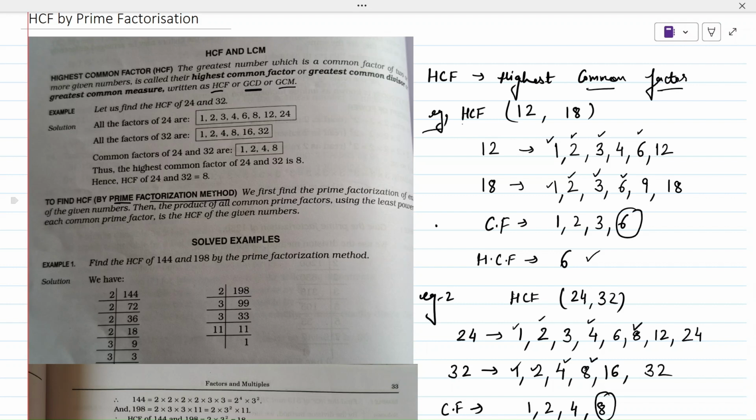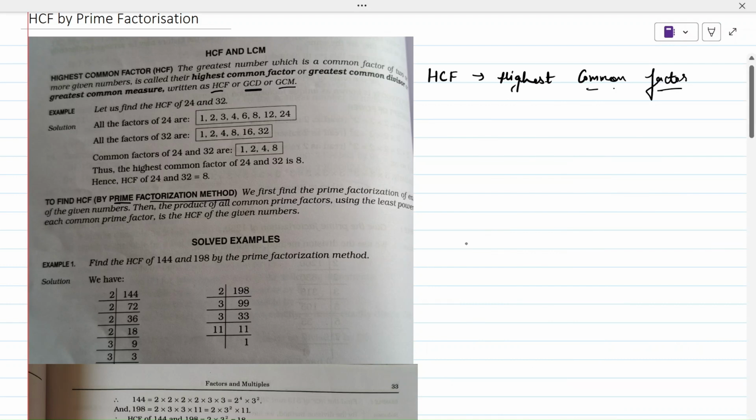So what is written here is, to find the HCF using prime factorization, we first find the prime factorization of the given numbers. So what they have done here is, two numbers are given to us separately, and we have to do their prime factorization first. Using prime factorization, we can find all the factors, then the product of all the common prime factors using the least power of each common prime factor is the HCF of the given numbers. Okay, let me explain to you and then we will do the examples also.